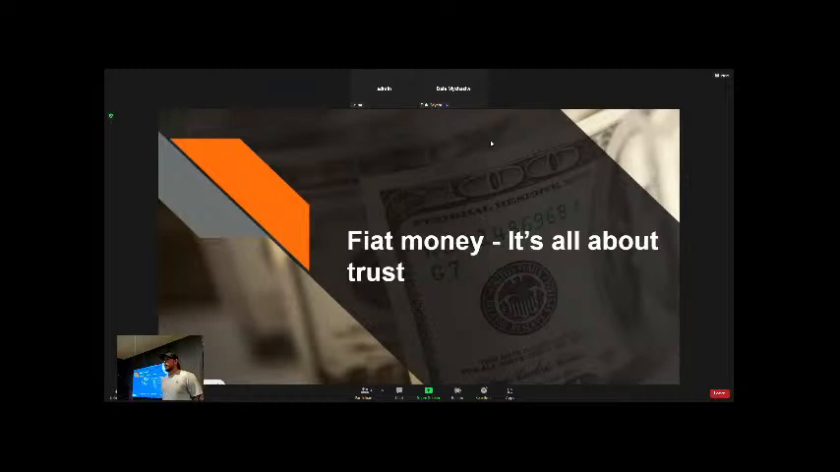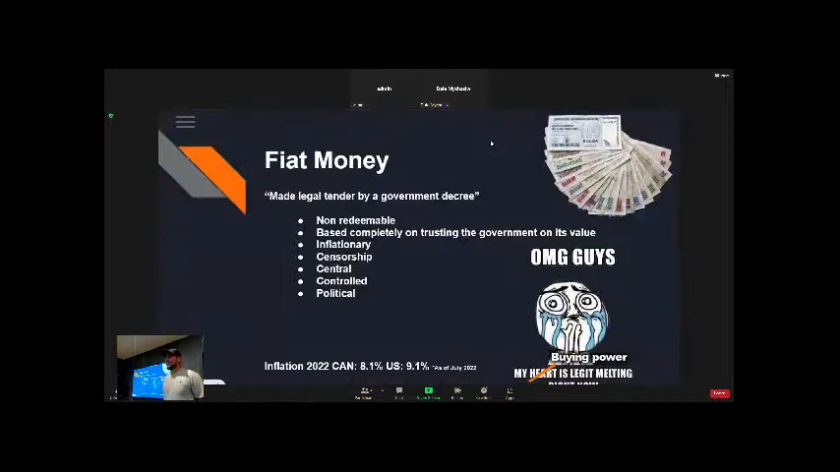So fiat money, a couple things about fiat money. It's non-redeemable, which means you can't redeem it for any equivalent commodity. It's based completely on trusting your government or whoever authorizes the money. It has the name legal tender by government decree. It's inflationary, so the government can print it, because it's not pegged to anything. And then it's central, so obviously there's the Federal Reserve, and they manage all of that stuff.